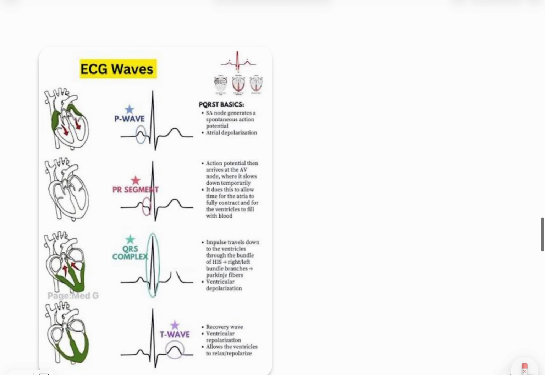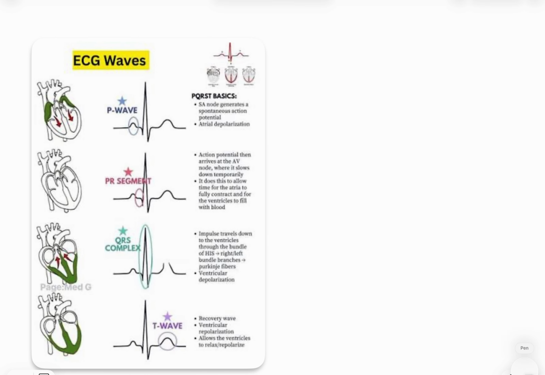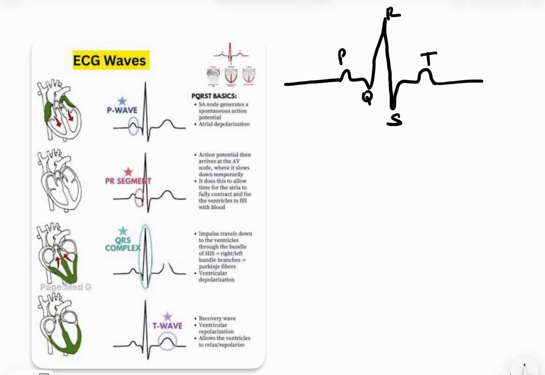Now we go to what is actually depicted in an ECG. We already said that in an ECG we have a P wave, then a QRS complex, excuse my drawing, and a T wave. P, Q, R, S, T wave. So this is an image of an ECG.